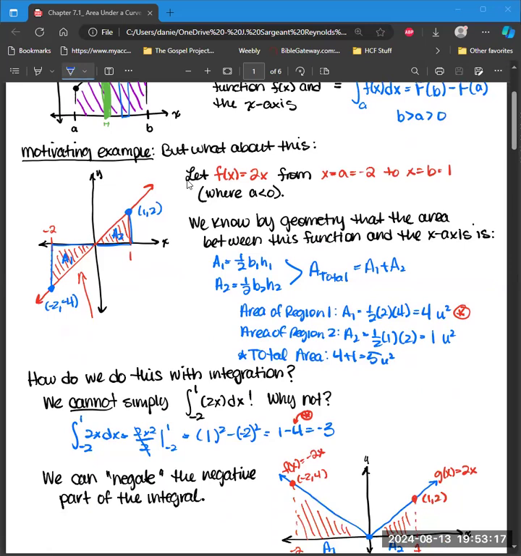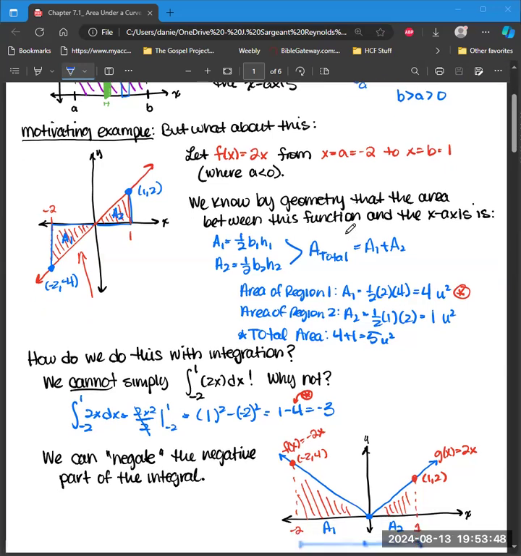But what happens when we dip below the x-axis here? The integration technique would give us a negative answer for this area. If f of x was equal to 2x from x equals a is -2 to x equals b is +1, where a is less than 0, that is specifically a problem for us.